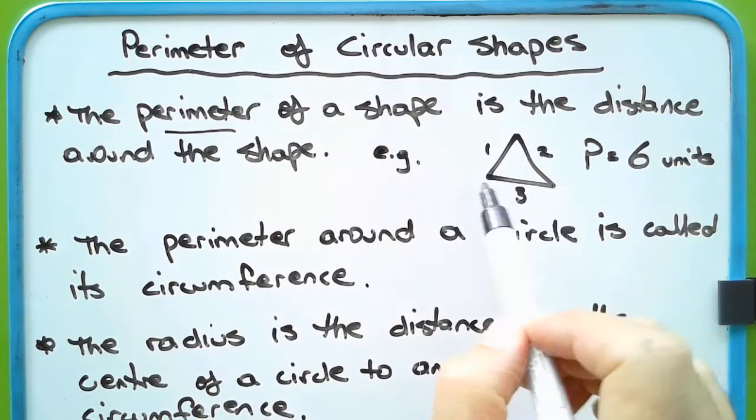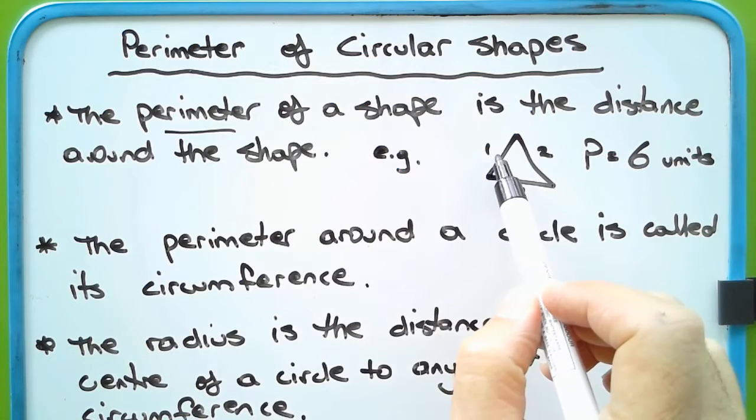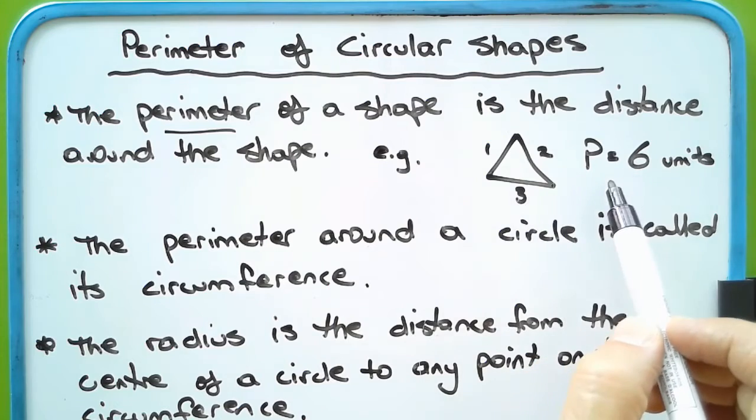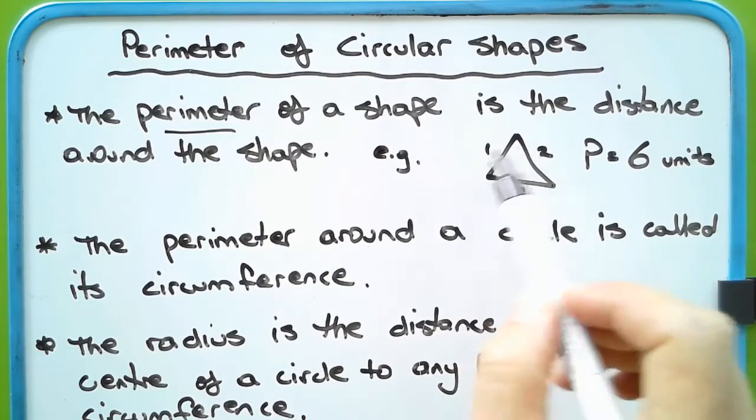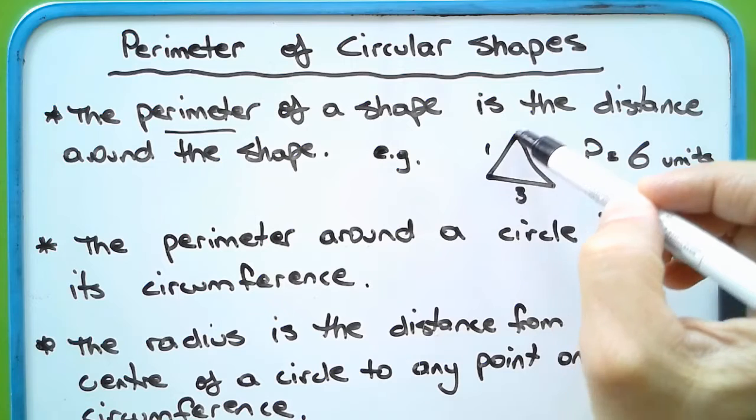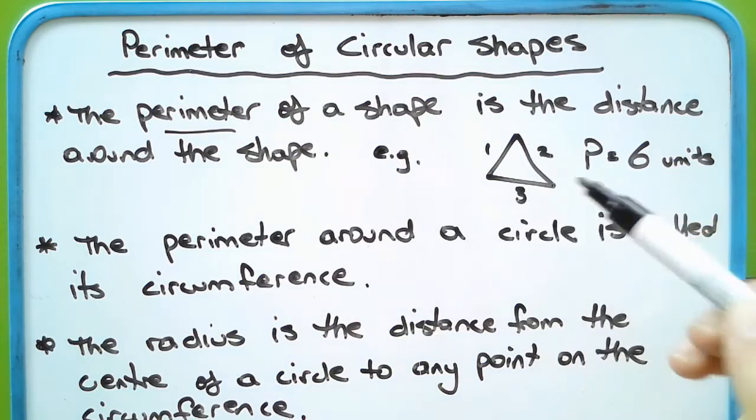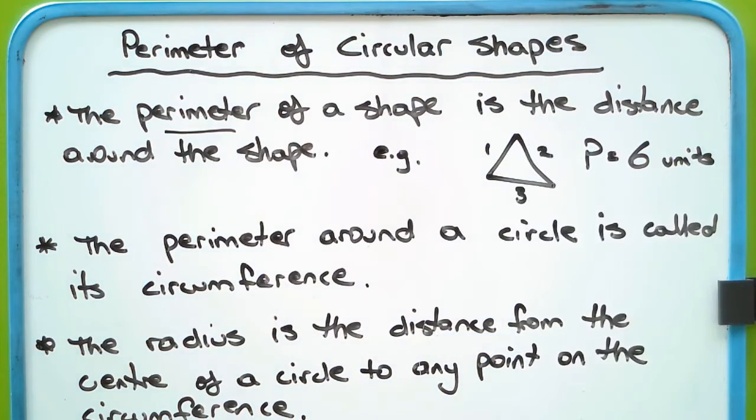So as an example, if we just had a triangle and the sides were 1, 2 and 3, the perimeter would be 6 units. You add up all these sides together. Okay, so it's like you're traveling around an object. Think of the perimeter of a park. That's the outside or the boundary of the park.